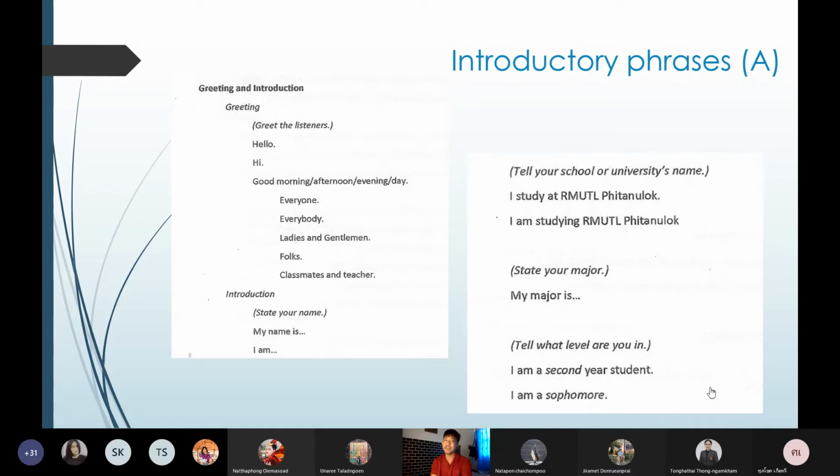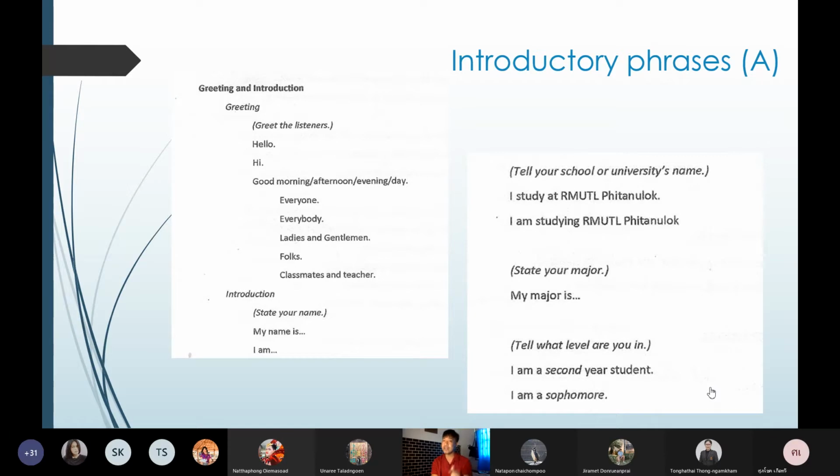Get it? Again, let me just mix them together from the start, greeting and introduction, to the last part. Let me just do it for you again. Good afternoon, ladies and gentlemen. My name is Ruben Esteban. I study at RMUTL Pitsanulok. My major is animal science, and I am a second year student.